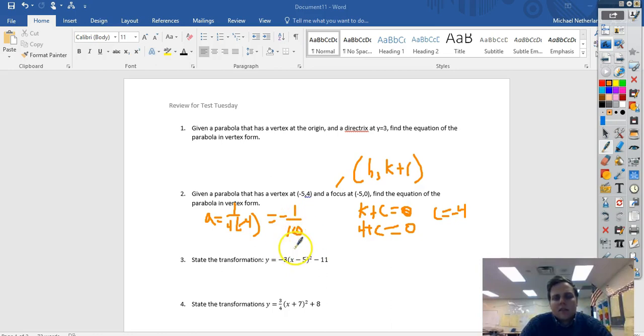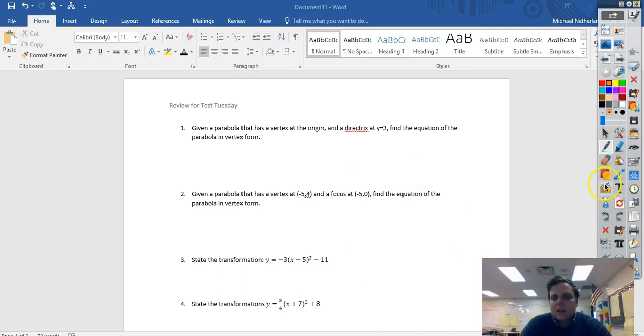So then we know that y is equal to negative 1 over 16 times (x plus 5) squared, since h is a negative 5, and the formula is x minus h, the double negatives turn it positive, plus k, so plus 4. And there we go.